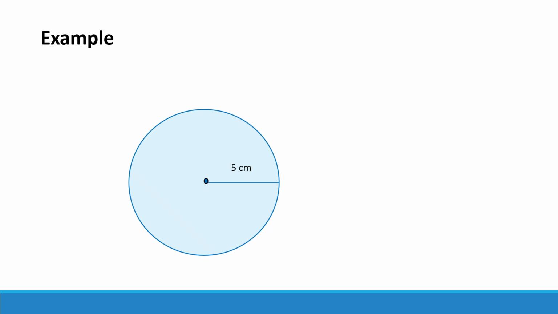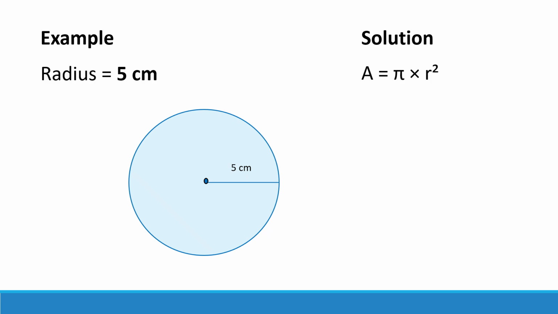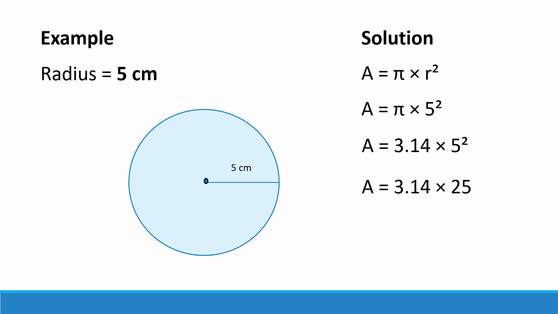Let's try an example. The radius is 5 centimeters. First, write the formula. Area equals pi times radius squared. Next, substitute the radius. Area equals pi times 5 squared. Using pi equals 3.14, we get area equals 3.14 times 5 squared. Since 5 squared equals 25, we have area equals 3.14 times 25. Finally, the area is approximately 78.5 square centimeters.